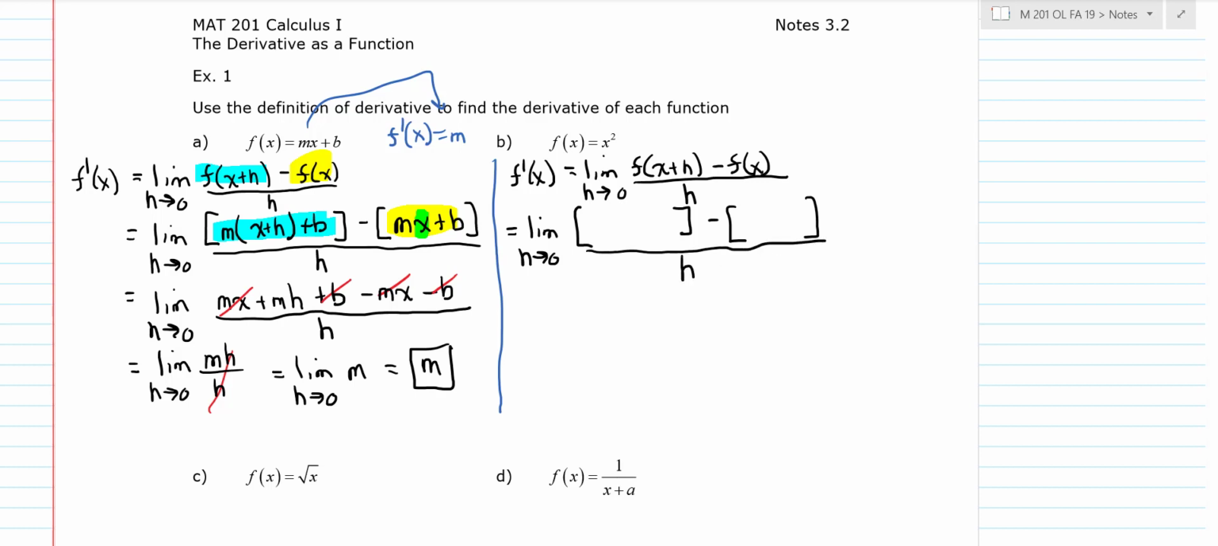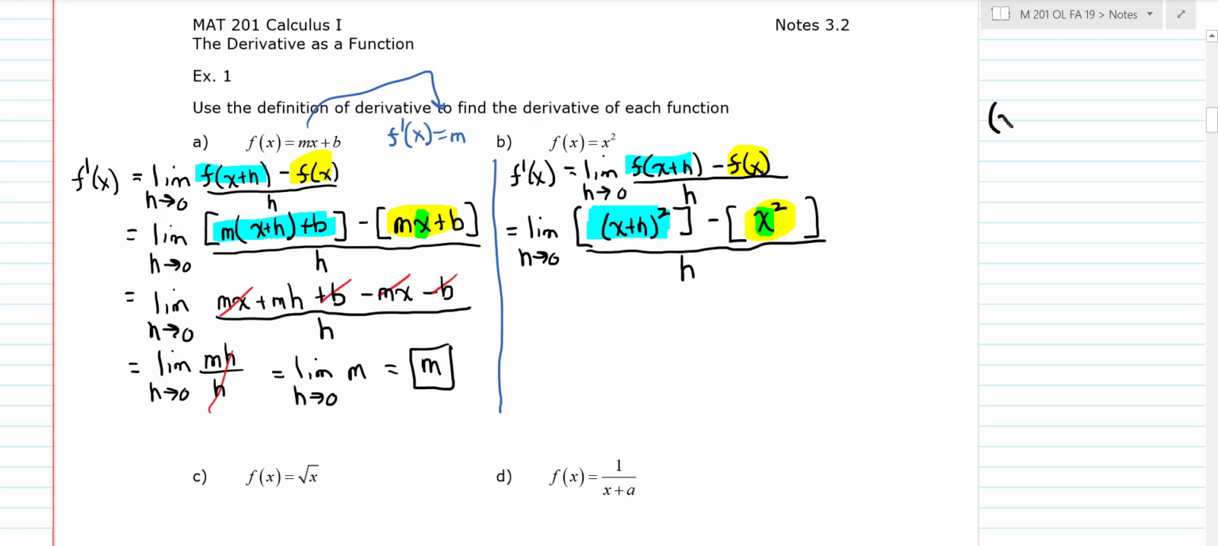Remember, f of x goes there. F of x is what I gave you, so x to the second goes there. F of x plus h goes there. All that means is it's the same thing, except it's x plus h squared. Those things are f of x plus h. Then you have to work this stuff out. There's a lot of algebra that goes on in these problems.